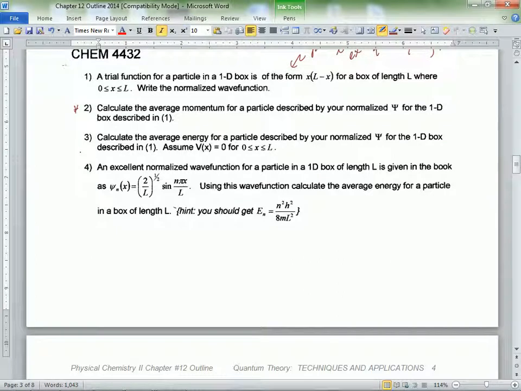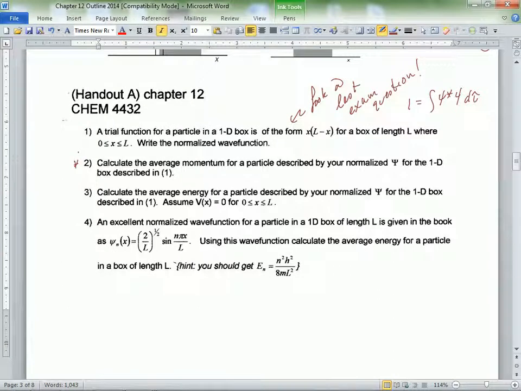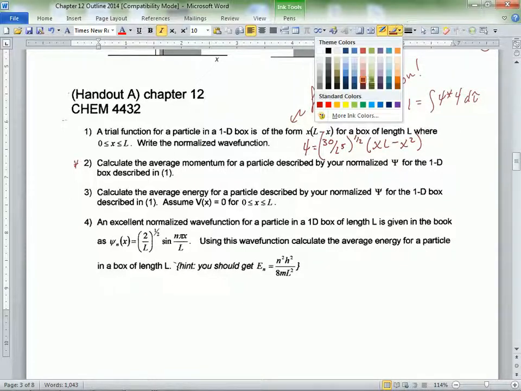Number 2. Calculate the average momentum for a particle described by a normalized wave function. Oh, we need the normalized wave function. You should get this. See if you remember this: the square root of 30 over L to the 5th. That's your normalization constant, and then your function again. So there's the normalization. Work that out, number 1, and hopefully get that as your answer. Assume you got that. Good.